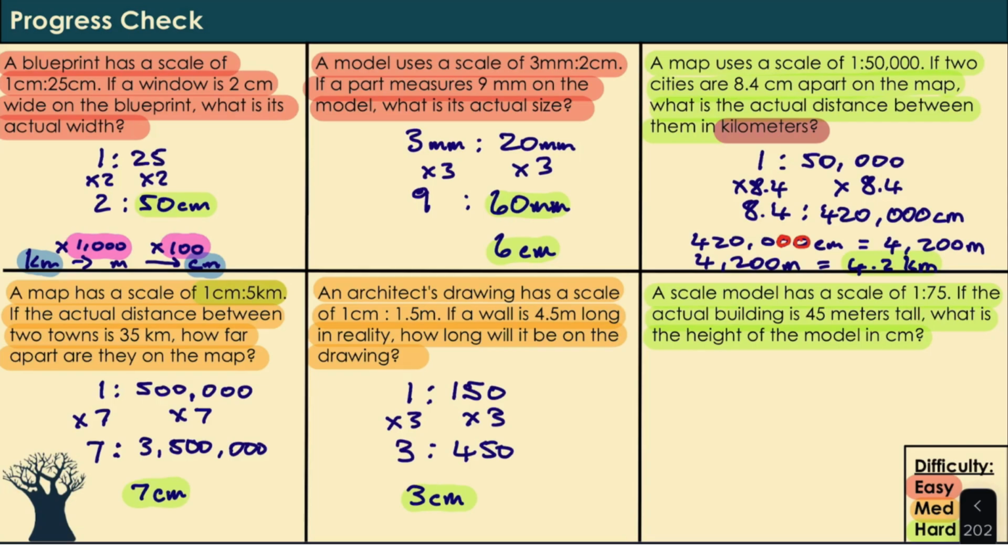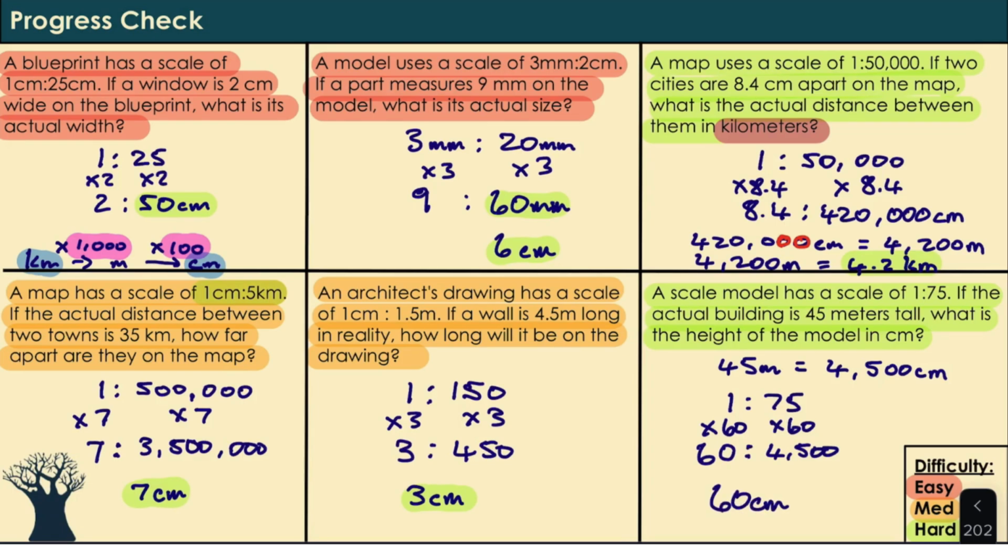Last question. A scale model has a scale of 1 to 75. The actual building is 45 meters tall. What is the height of the model in centimeters? Let's convert that 45 meters into centimeters. So we have 45 meters multiplied by 100 and we get 4,500 centimeters. Our ratio 1 is to 75. Now we place our 4,500 under the 75. What have we scaled up by? You can check on a calculator. You can go 4,500 divided by 75 and you'd get 60. So we have scaled up by 60 and we multiply the 1 by 60 and we'll get 60. Height of the model is 60 centimeters.